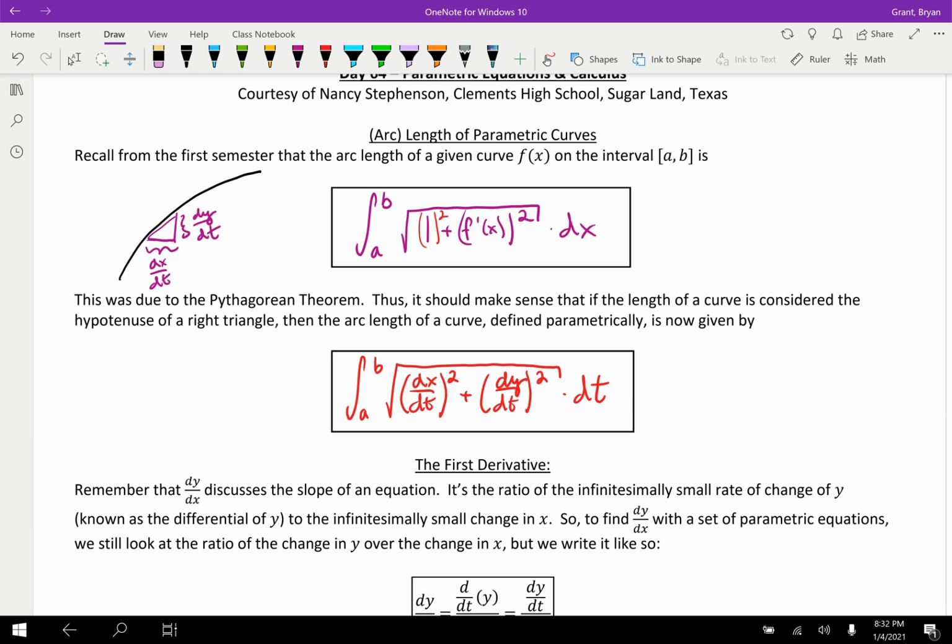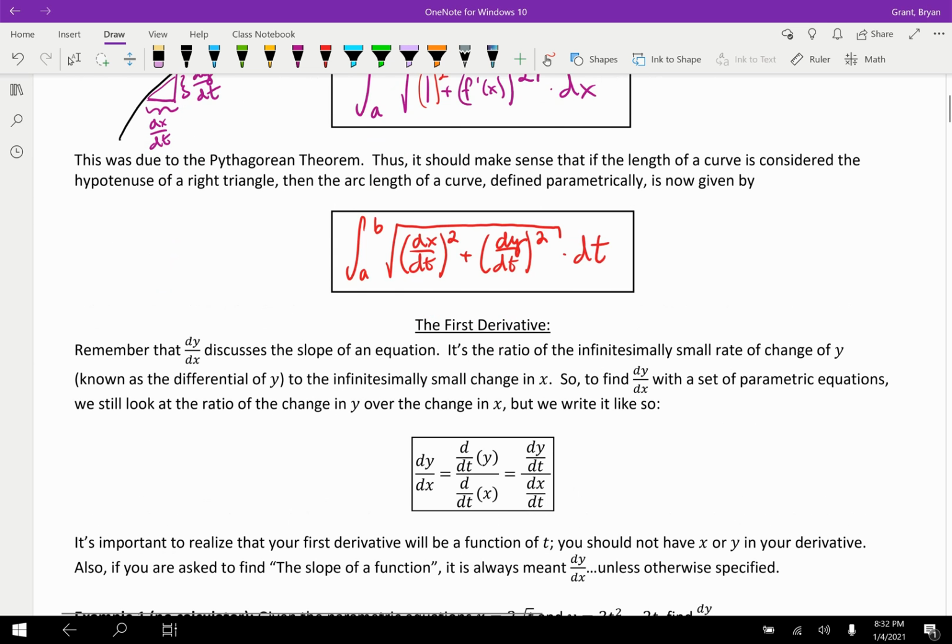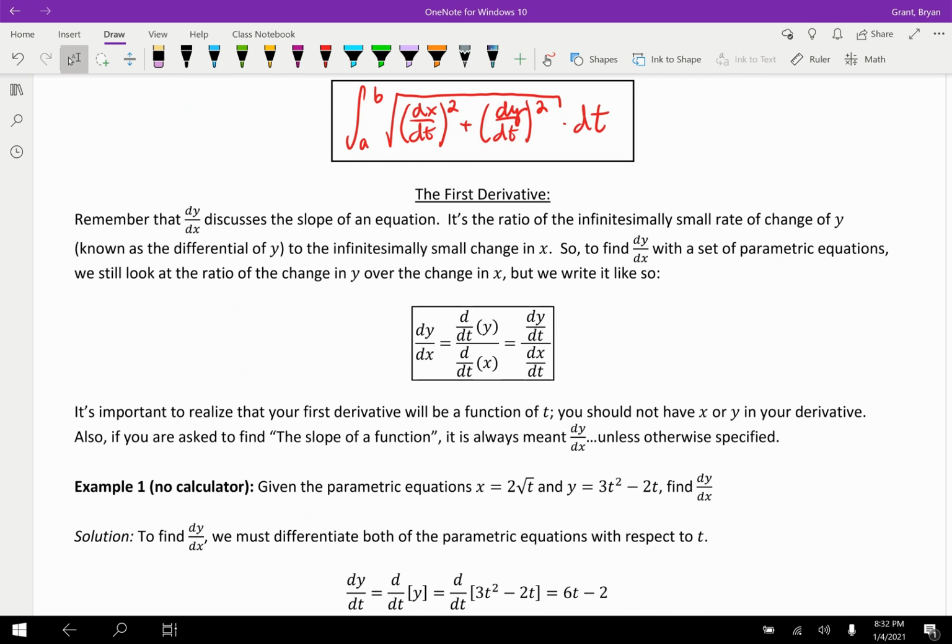So these two boxed formulas do need to be memorized. The one in purple is used for a typical y equals f of x function, while the one in red is used for a parametrically defined function. We'll see an example of this on the next page. There's nothing too much to do. I think life is much more interesting when we turn to the first and second derivative.